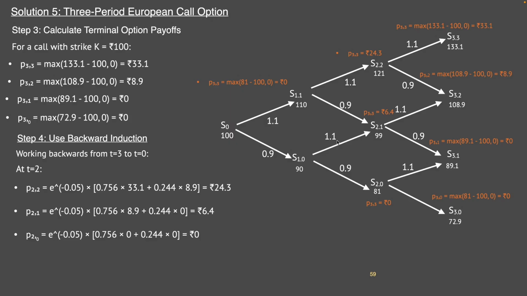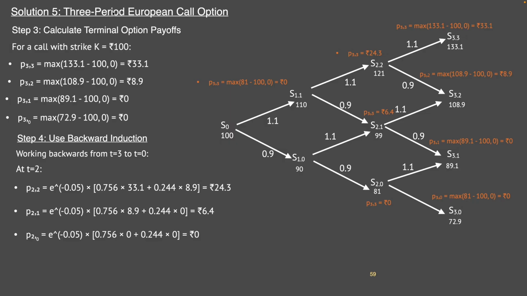Now, what are we supposed to find out? We are supposed to find out the terminal option payoffs. So what will be the terminal option payoff with a strike price of 100? For P33, it is max of. What is the option type? It is a call option.